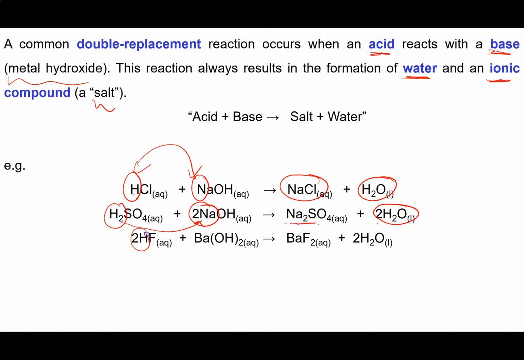Here's another one. Two hydrogens exchange places with one barium. We end up with the ionic compound, barium fluoride, and two amounts of water. All right, so there we go. That's how this works. So an acid-base reaction can be a little bit hard to follow, but if you can spot that you've got an acid reacting with a base, it always forms water and an ionic compound. It's not too difficult once you get in the groove.